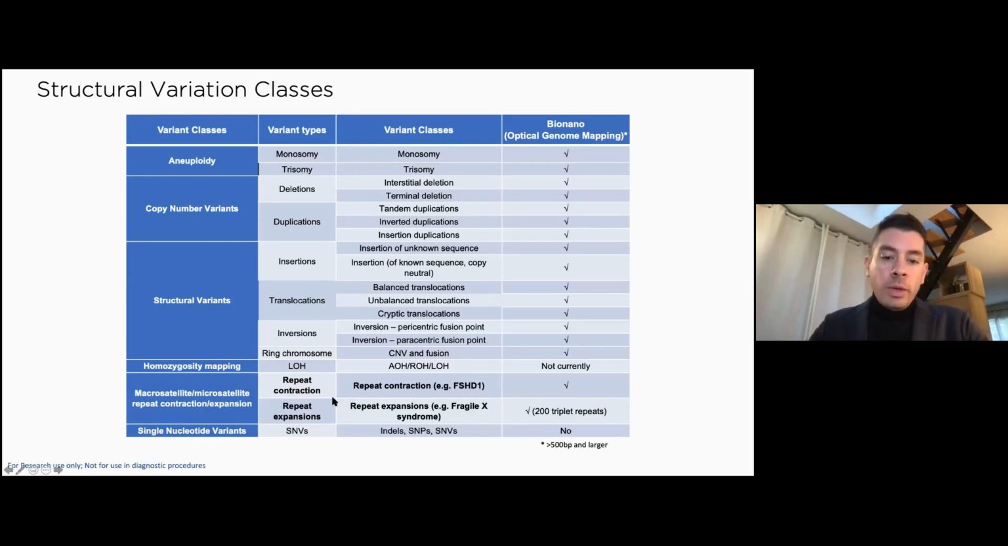And while we outperform NGS for the detection of structural variation, there is still some complementarity between the two approaches, as we do not provide you ATGCs because we are not sequencing based. So single nucleotide variants and very small indels of a few base pairs would be reported by sequencing.